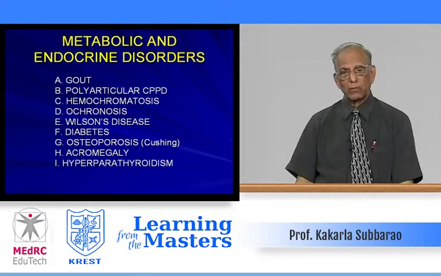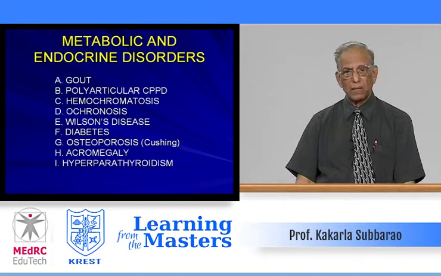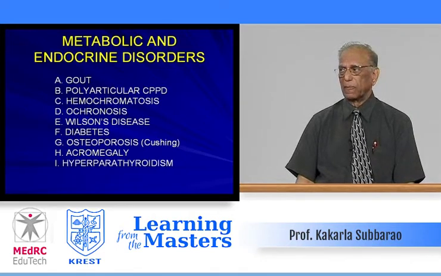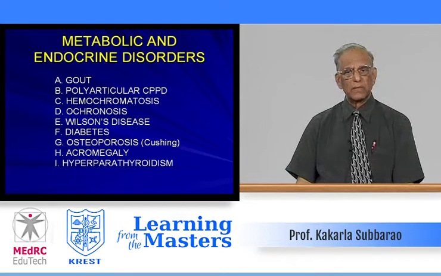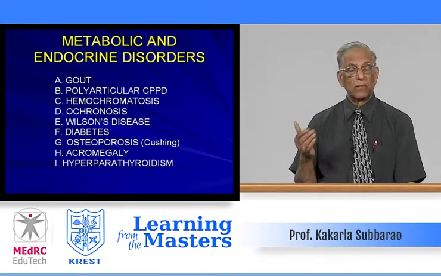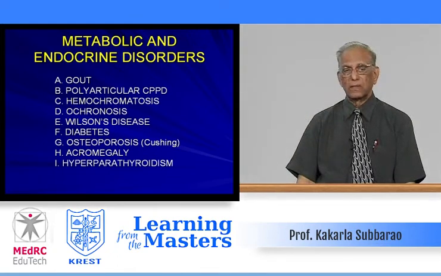We come to the category of metabolic and endocrine disorders. In the metabolic, gout is a uric acid metabolism disorder, and gout is a common presentation in elderly people. Polyarticular CPPD, what is CPPD? Calcium pyrophosphate crystal deposition disease. This deposition disease you may commonly see in say 5 to 10% of older people. It's incidental. Of course, they do have arthritis symptoms, but this is an incidental finding. Supposing a patient comes for a trauma of the knee, you may find this chondrocalcinosis, incidental.